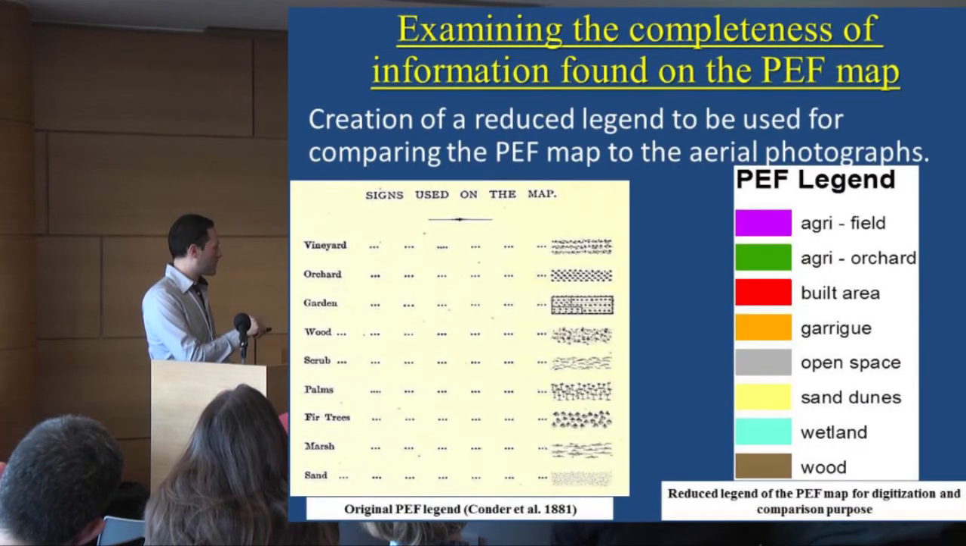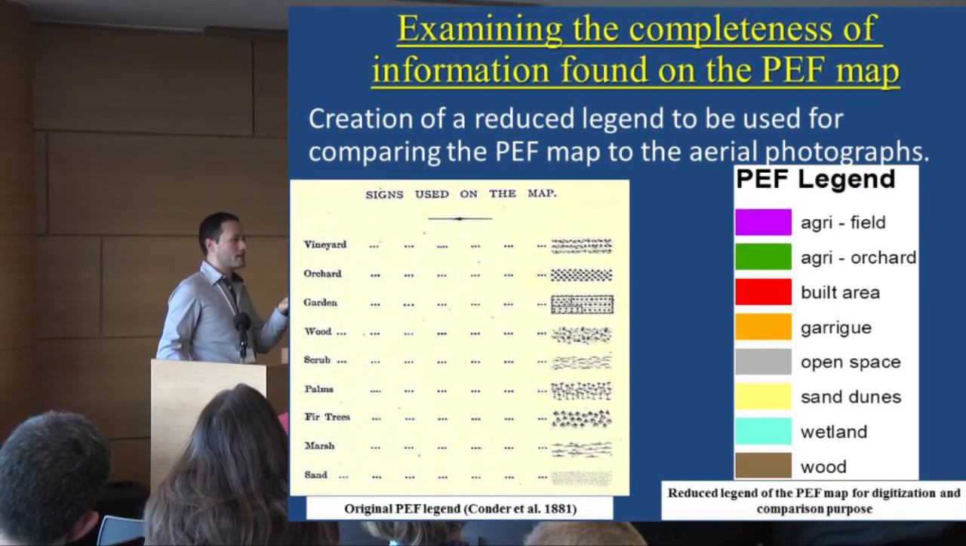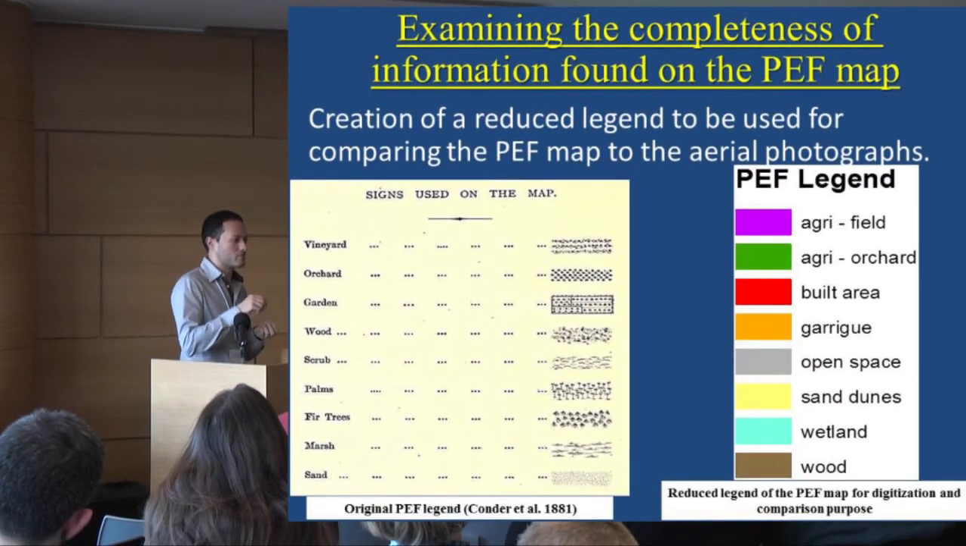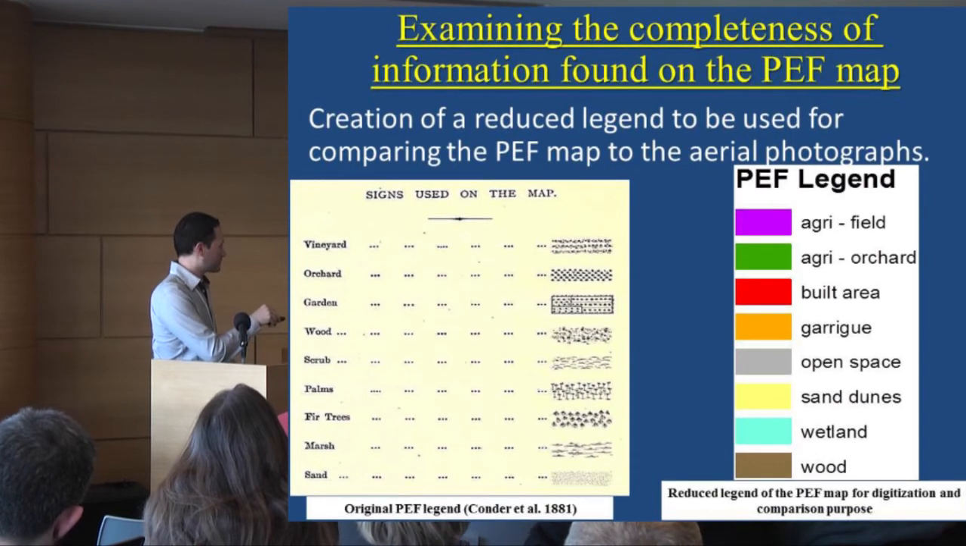So I will show you an example. Before that, we also created this time a reduced legend, since on aerial photos you see the details very generally. You don't see like in a map, where you can add written things and draw. So we reduced the legend.